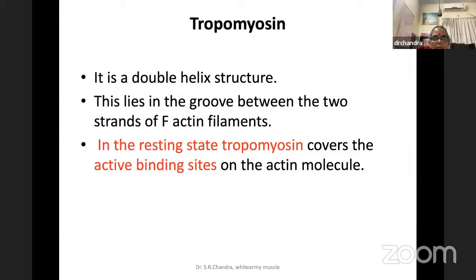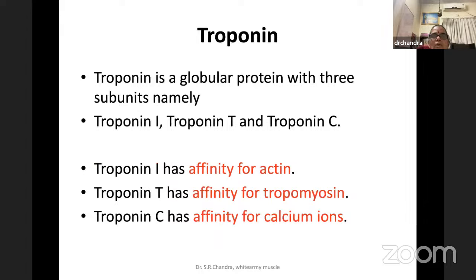We saw that in the I-band, we have actin, tropomyosin, and troponin. In the resting state, tropomyosin covers the active binding sites of the actin so that it cannot contract. Troponin is a globular protein with 3 subunits, troponin I, troponin T, and troponin C. Troponin I has affinity for actin, troponin T has affinity for tropomyosin, and troponin C has affinity for calcium.